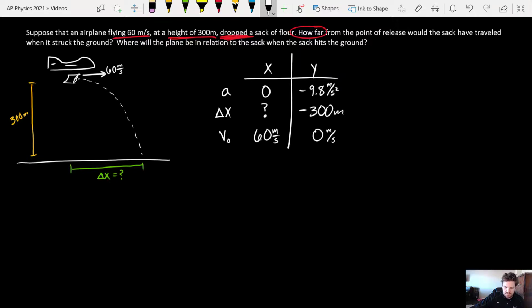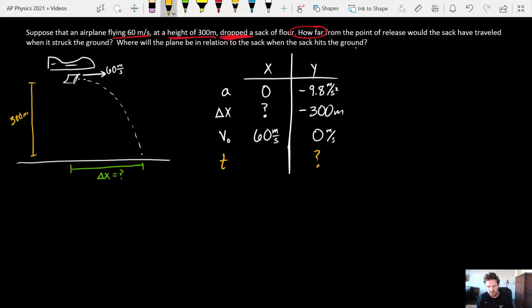Okay, so this is pretty similar to last time. We're just solving for something different. I don't have enough to solve for anything in the X direction yet. But what I do have is more information in the Y direction, so maybe I can solve for time. Get time in the Y direction, which means I can use it in the X.